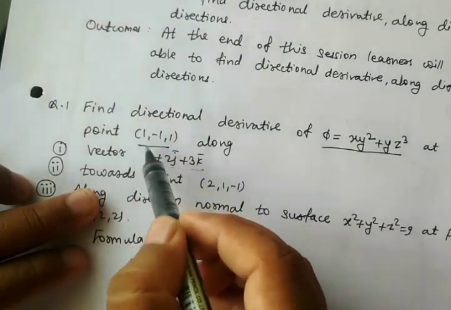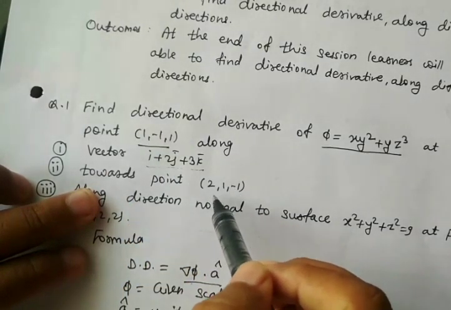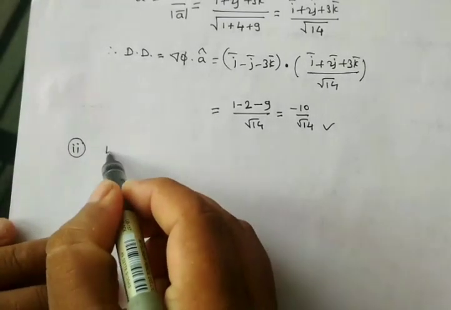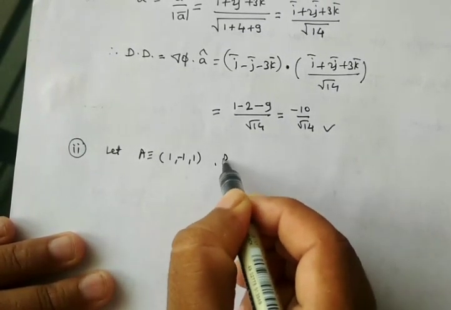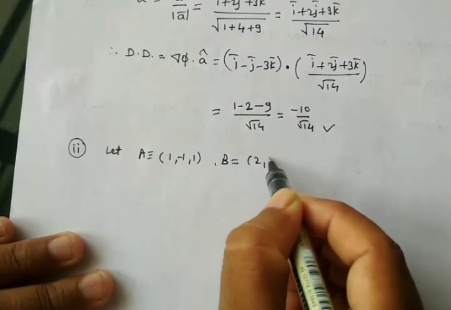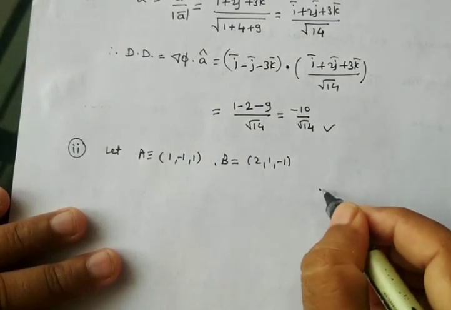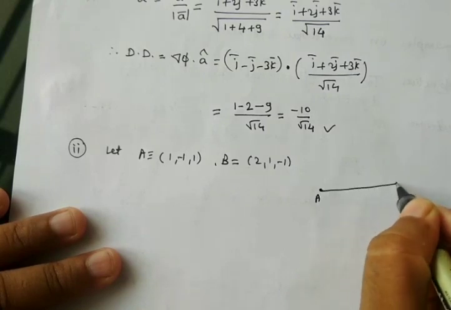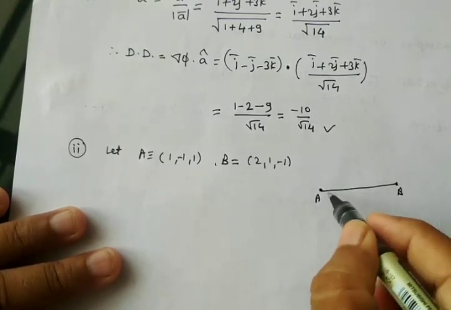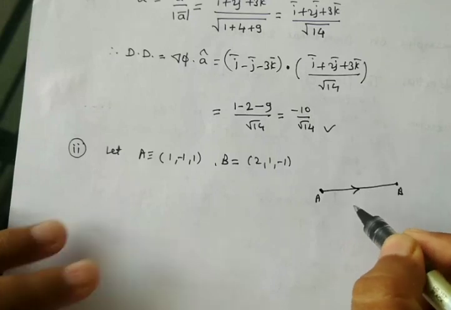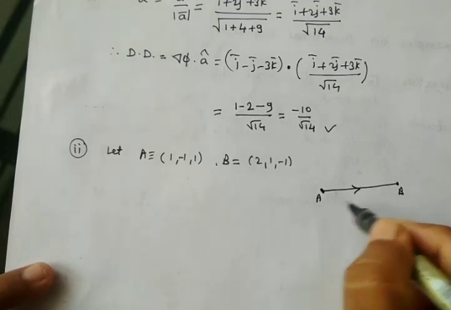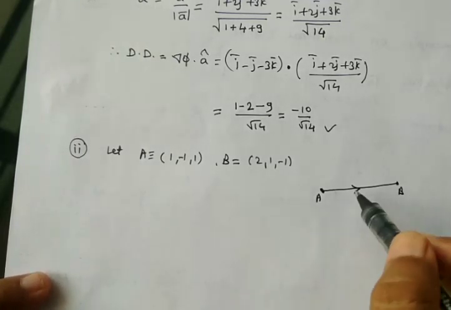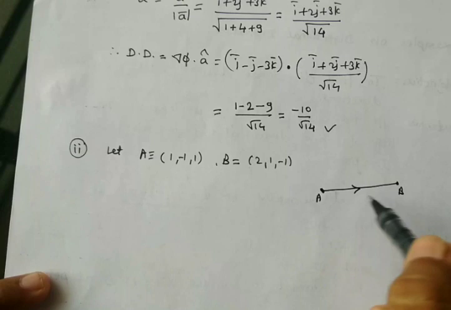So we suppose that this is the point A, that is (1, -1, 1), and this is point B, (2, 1, -1). Let the point A be (1, -1, 1) and point B be (2, 1, -1). Here is the point A and here point B. We have to find the directional derivative along this direction, that means from point A towards point B. So we have to calculate this direction vector.